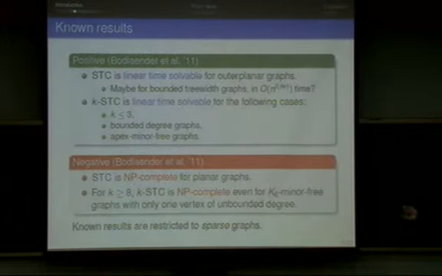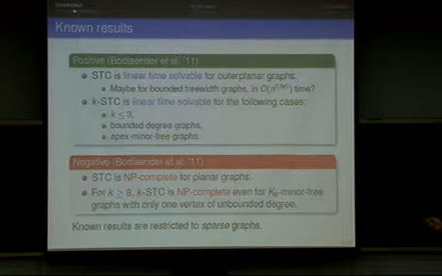Let me give you some known results. On the positive side, the decision version is linear time solvable for outerplanar graphs. Indeed, you can find the optimum value in linear time. I'm not quite sure, but by standard DP technique, you can find an XP time algorithm for bounded treewidth graphs. And the parameterized version is linear time solvable if k is small enough, or the graph has bounded maximum degree, or the graphs are apex-minor-free.